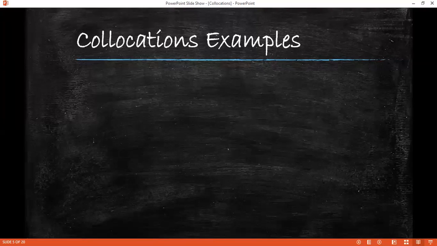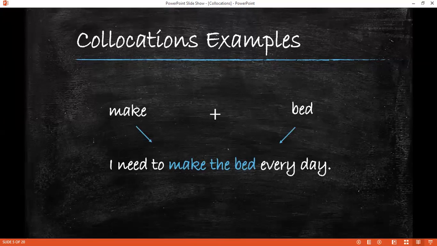Now, the first example, the first verb I have taken is make. Okay, how can we use this one with another word? Bed. Make plus bed. Make bed. I need to make the bed every day. In the previous lesson, you have learned that mother has set a rule that children have to make their bed every day.